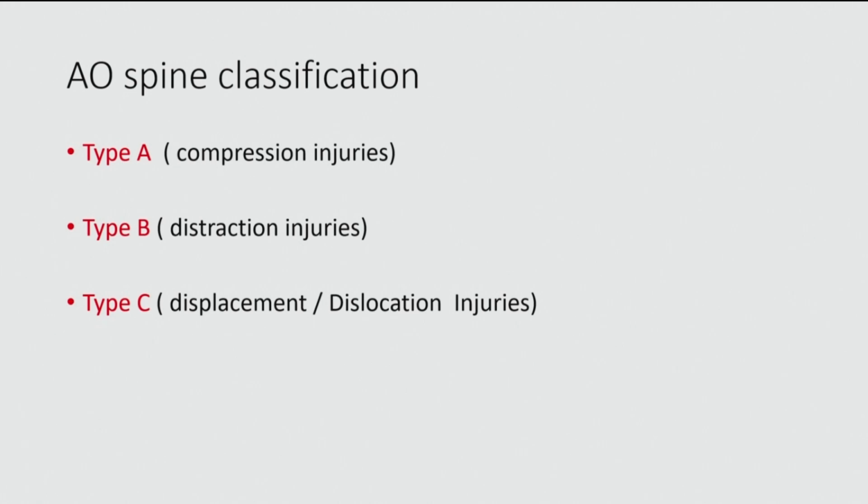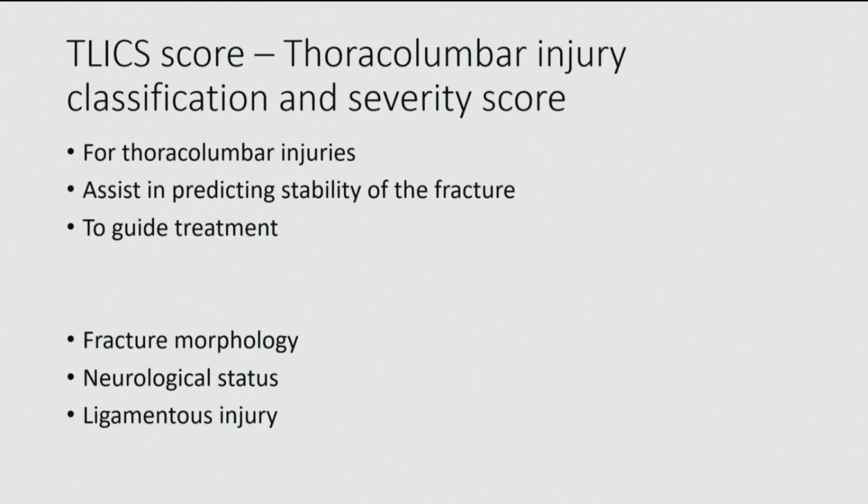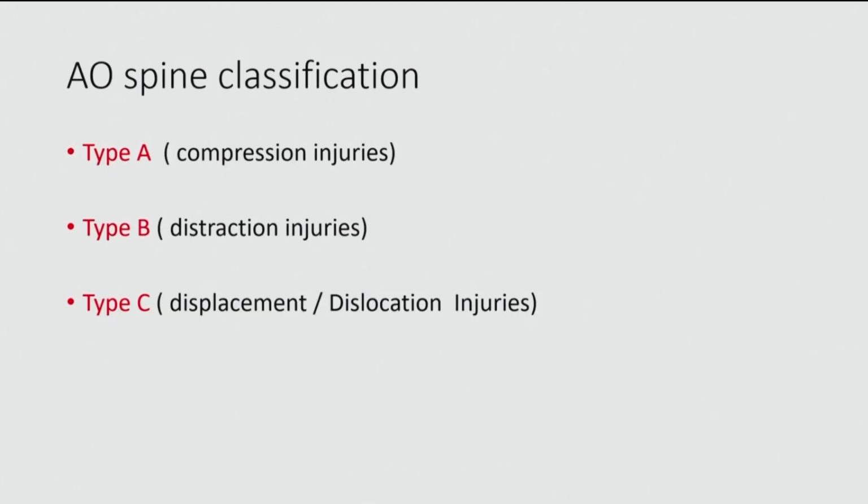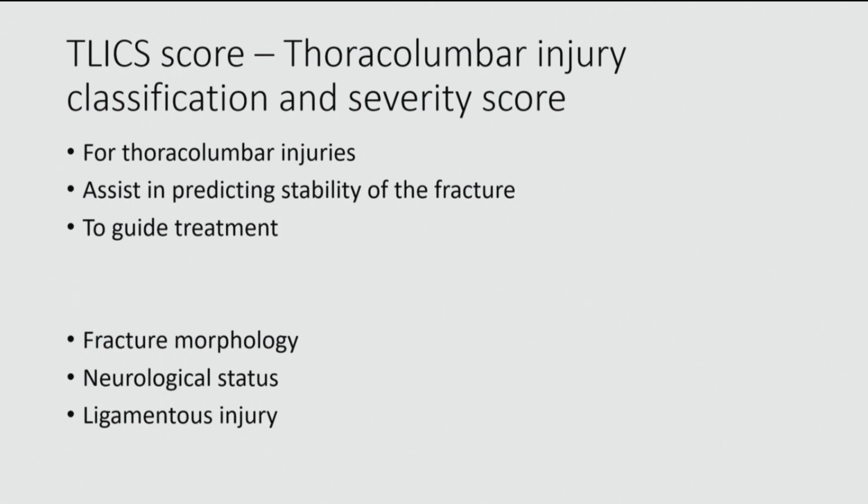AO has classified the spine into type A, which is compression, type B, distraction injuries, and type C, which is displacement and dislocation injuries. Type A has been further divided, but we need to know that these are the different types. The thoracolumbar injury classification and severity score is also there for thoracolumbar injuries. It assists in predicting stability of the fracture and to guide treatment.